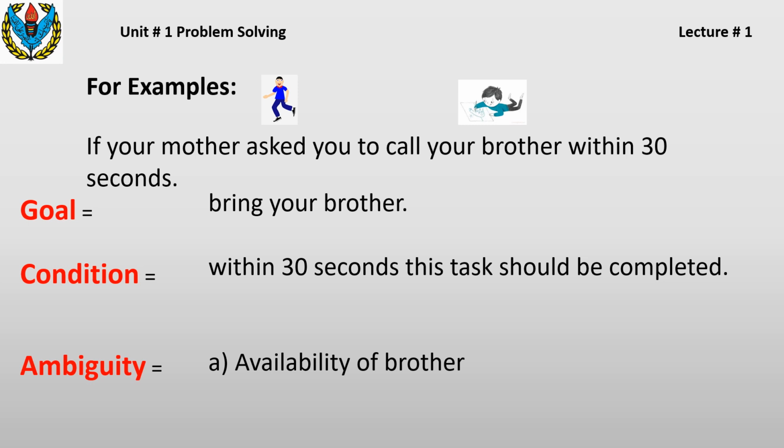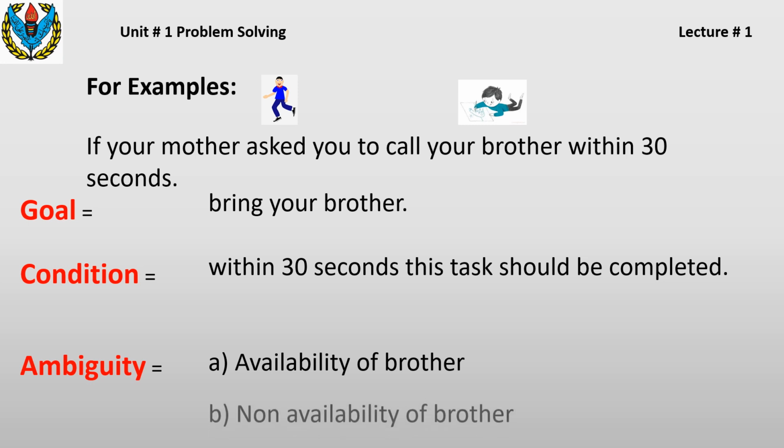If your brother is available at home and nearby, maybe in the nearest or next room, then it is a well-defined problem. It has fulfilled all three conditions of a well-defined problem. You can easily move towards the next step of problem solving and find the best solution. So it doesn't contain any doubt.